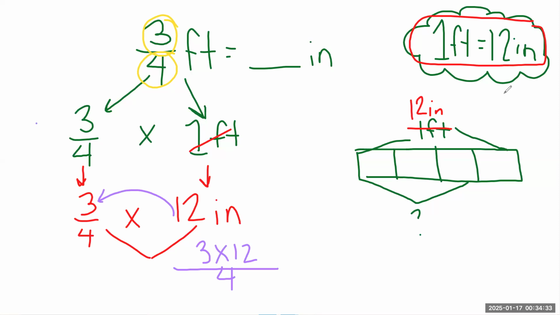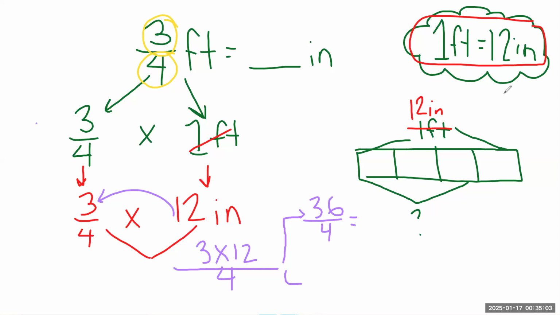Okay, by a show of hands, who would like to multiply first? Who would like to divide first? For the people that want to multiply first, we're going to do 3 times 12. 3 times 12 is 36. And then we'll divide by 4.